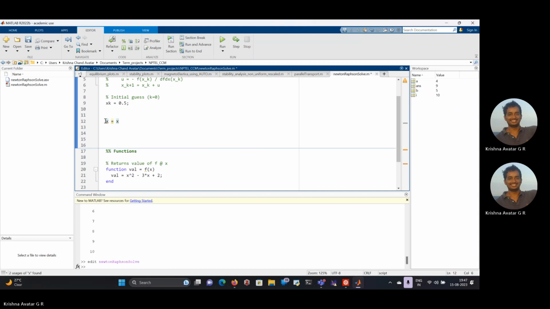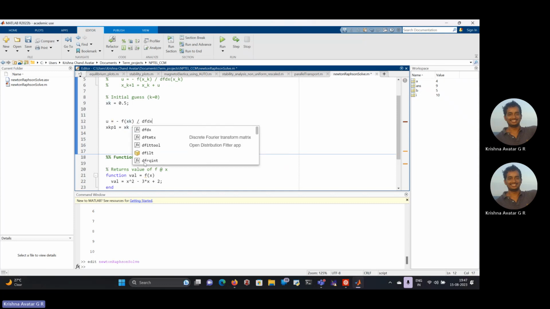And then you'll have x_{k+1} is equal to x_k plus u. Now you'll ask, where is u? Okay, so let me define u. u is equal to minus of, we'll call this f of x_k divided by df/dx at x_k. Right? We have this.